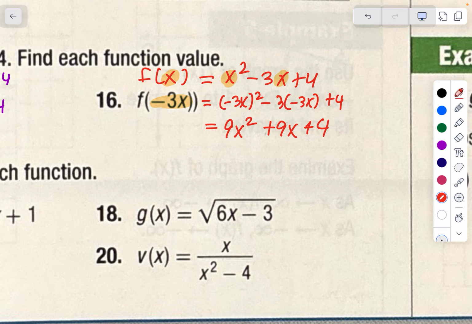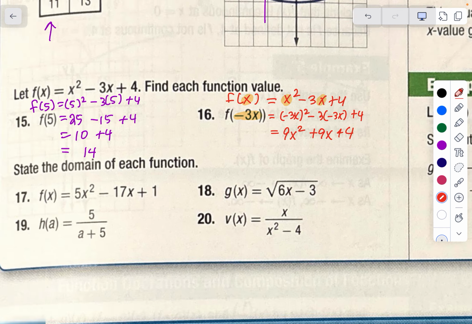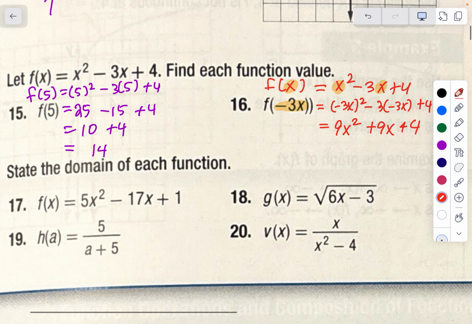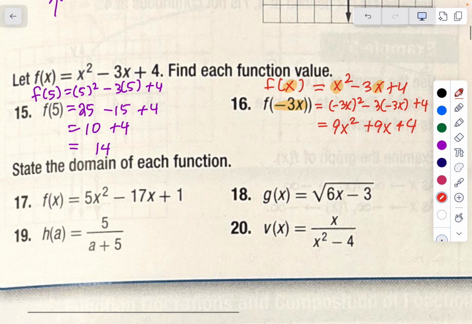Don't try to go further. There's nothing else that's asked of you. When you input into a function, you input, simplify, stop. So we inputted, we simplified, we stopped. There you go. That's as far as you go. Okay. Are you guys good with 15 and 16? Does that make sense how those worked? Input, simplify, stop.